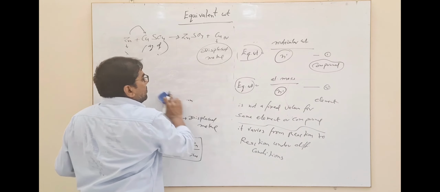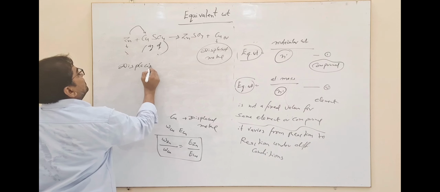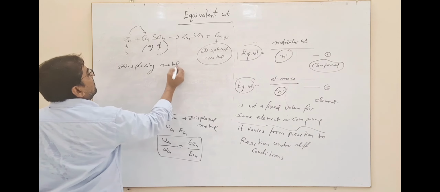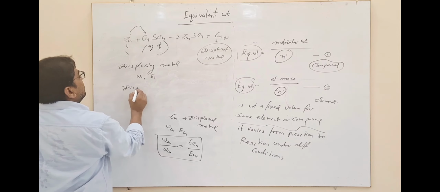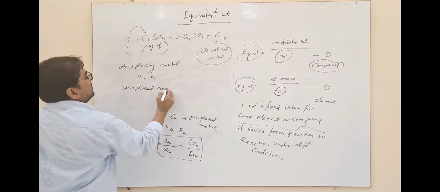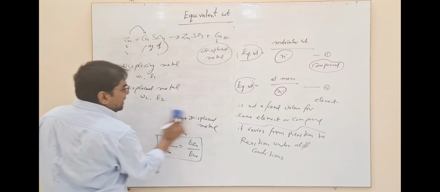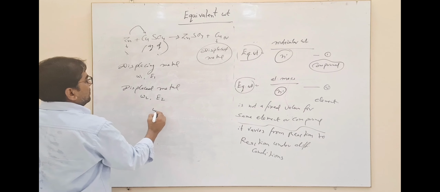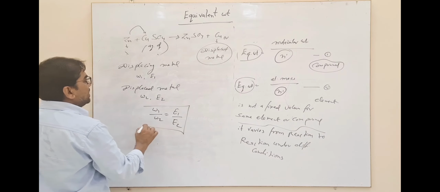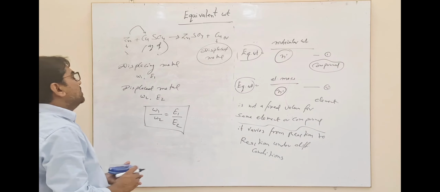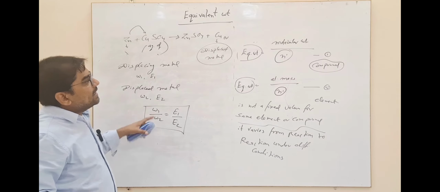If we take a common equation, the displacing metal has W1 mass with E1 equivalent weight and the displaced metal has W2 mass and E2 equivalent weight, then the ratio will be W1 divided by W2 equal to E1 upon E2. So we can find out the equivalent weight of the metal on the basis of the displaced mass in a chemical reaction.